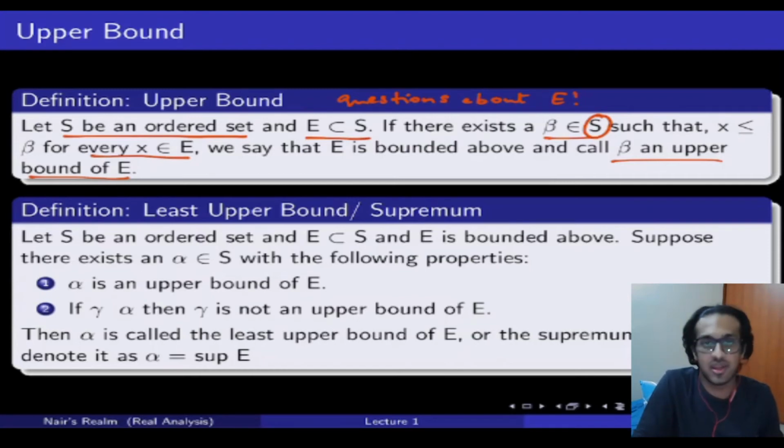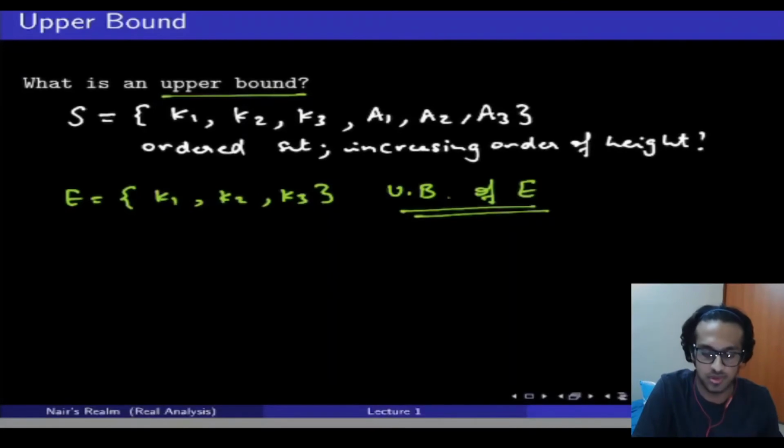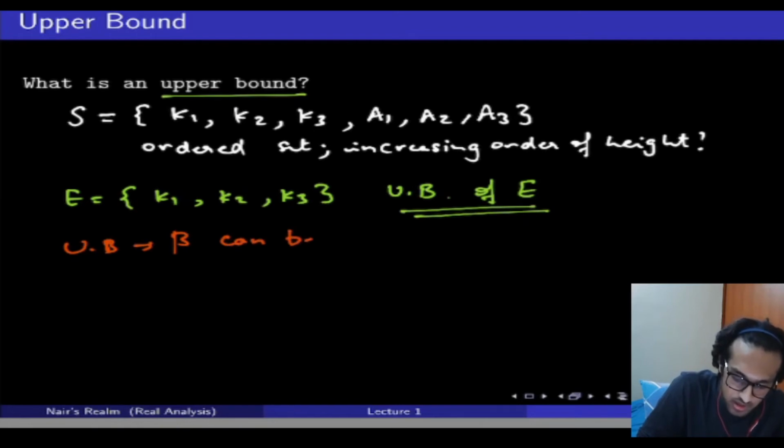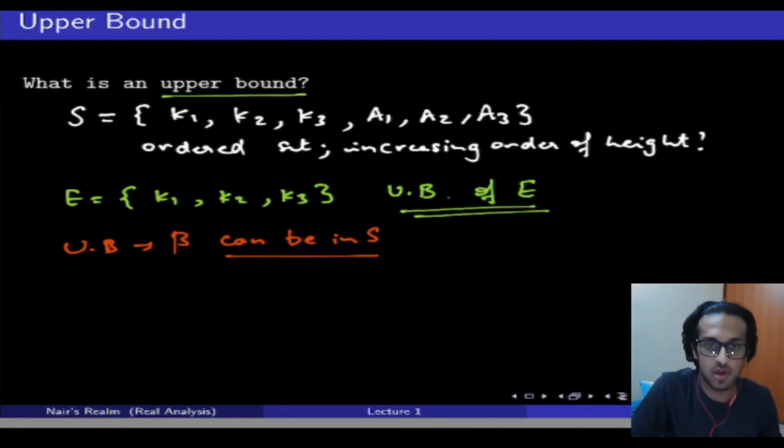So let's go back to that example and apply this definition, and then we'll get a better understanding of it. You might still be confused by this definition, and that's perfectly fine and perfectly normal. That's the whole reason we have examples. Going by the definition, the upper bound, I'm going to call it beta. According to the definition, it can be in S. So for the sake of completeness, and going slow in the beginning, let's take every element in S and check if it can be an upper bound or not.